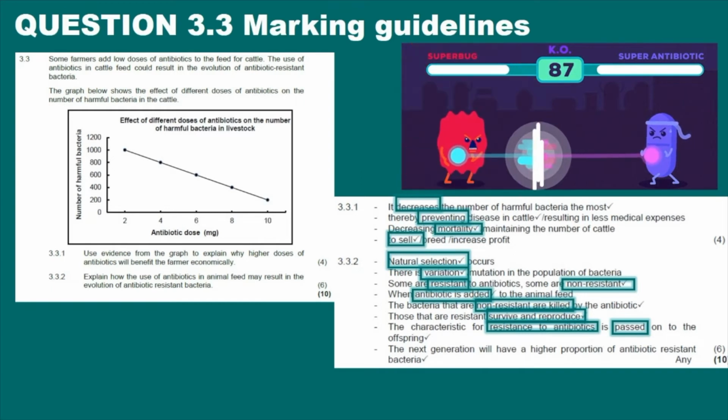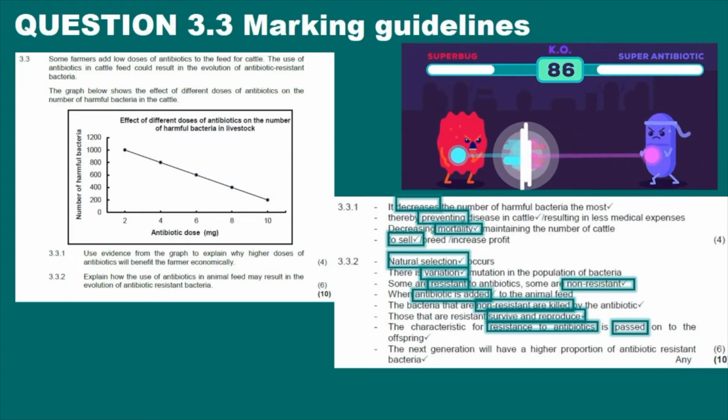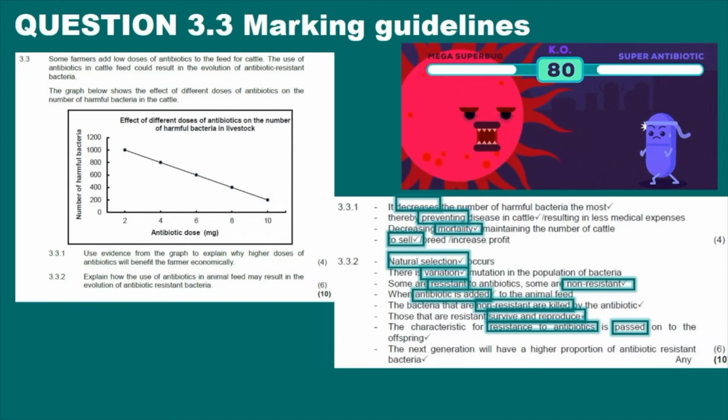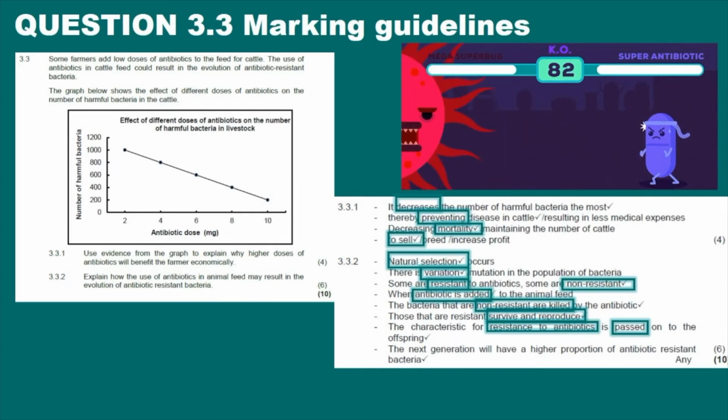It does work because it ensures that we get healthy animals, and obviously we can then produce the meat much faster in that way. But it's actually not a very effective way in the long run, as we then produce antibiotic resistant bacteria.